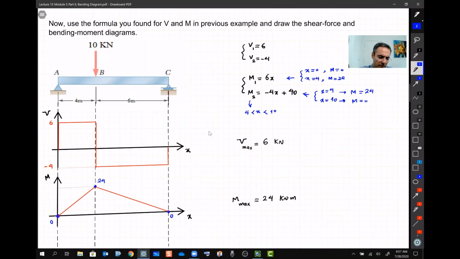Before I move forward, I just want to see if you guys can see any patterns in these V and M graphs. By pattern, I mean if you can see anything that gives you a hint how these graphs should look like. And let me draw these forces that we found. This one was 6 kilonewton and this one was 4 kilonewton.